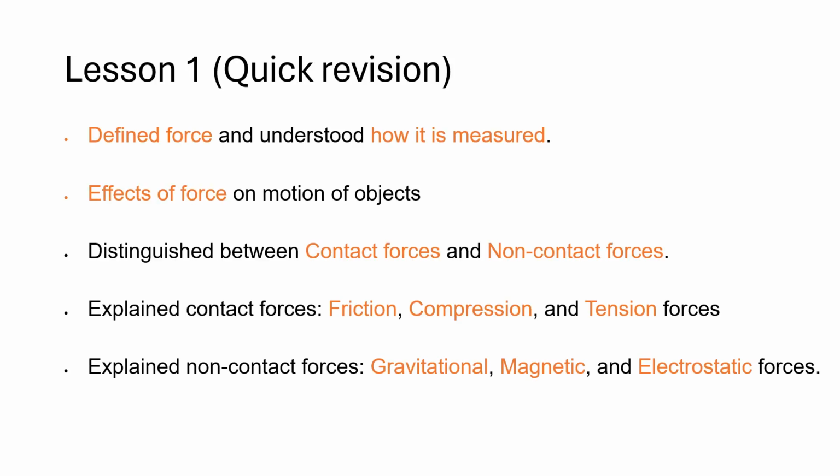Okay, let us just revise what we talked about in the first lesson. We defined what force is and also how it is measured. We looked at the effects of force on the motion of objects, and then we made a distinction between the contact forces and the non-contact forces. And then we explained the examples of the contact forces, which are friction, compression and tension forces. And we also explained the non-contact forces, examples being gravitational force, magnetic force, and electrostatic force.